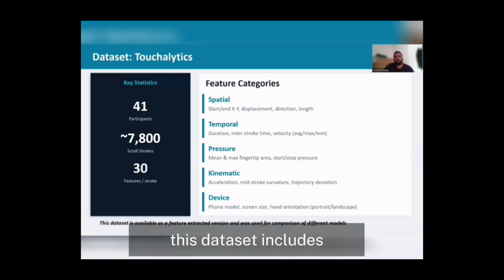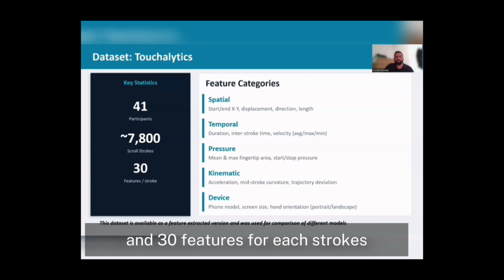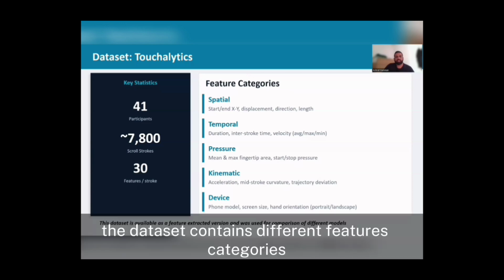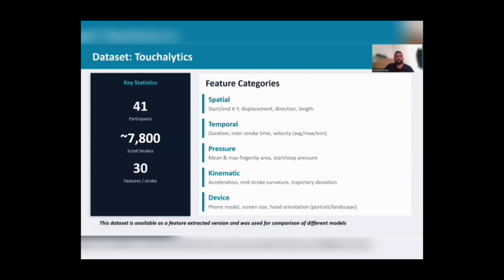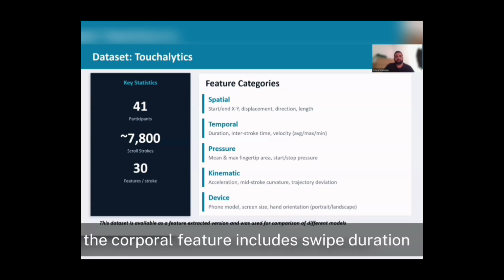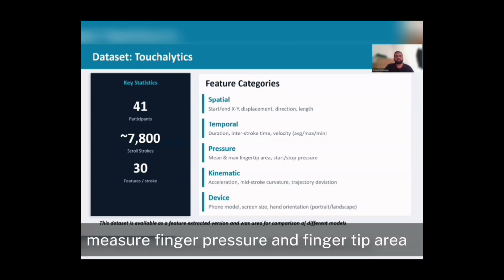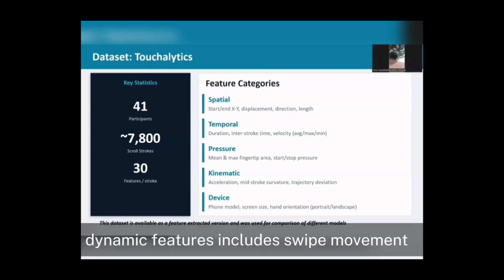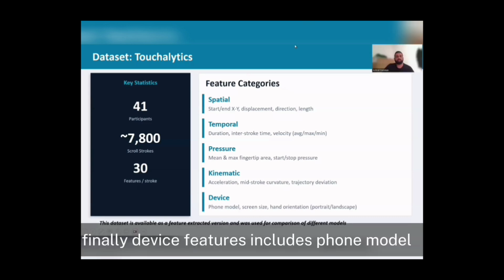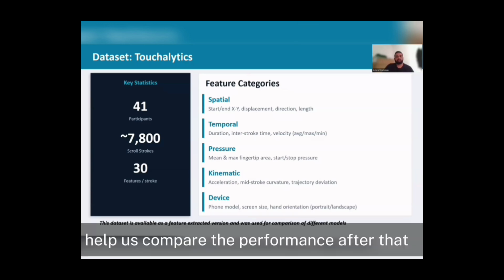This dataset includes the data from 41 participants with around 7,800 scroll strokes and 30 features for each stroke. The dataset contains different feature categories. First, spatial features include swipe start and end position, direction and length. The temporal features include swipe duration and velocity. Pressure features measure finger pressure and fingertip area. Kinematic features include swipe movement. Finally, device features include phone model, screen size, and orientation. This dataset helps us compare the performance.